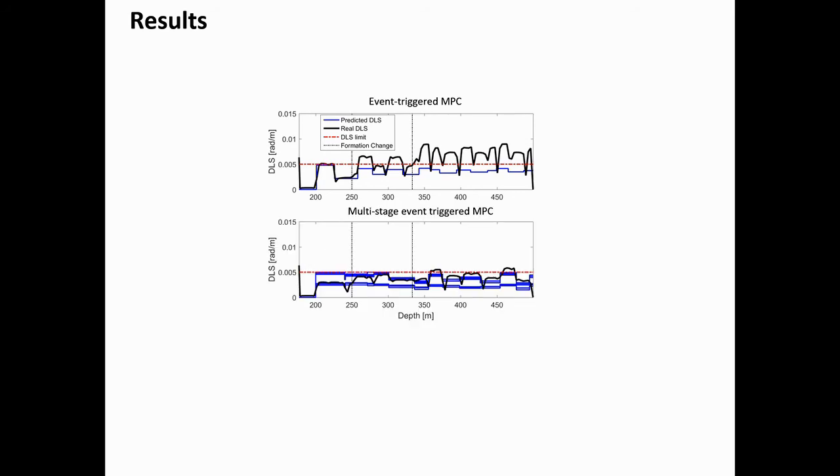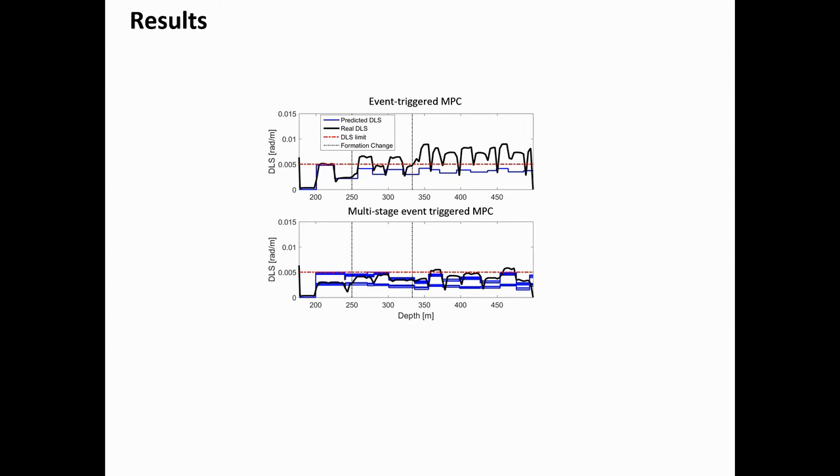Now, if we consider the multi-stage event-triggered MPC, we see that in the first two sections there's no constraint violation, and this is due to the fact that now there are, first of all, more predicted dog-leg severities. You see there's more blue line, and this prediction comes from different scenarios of the scenario tree. And in the first two sections, there's at least one scenario that considers that parametric uncertainty, because the parameters we chose were within the uncertainty considered by the scenario tree.